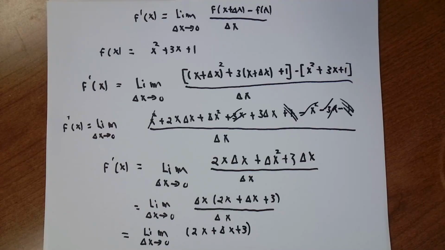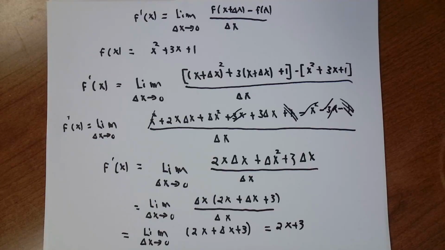In terms of this limit, x is a constant. It's the x value at which I'm trying to find the slope of the tangent line. 3 is an actual honest-to-goodness constant, so I have to ask myself, how do the numbers 2x plus delta x plus 3 act as you allow the delta x to become close to 0? You get results that are close to 2x plus 0 plus 3. This limit exists and is 2x plus 3.